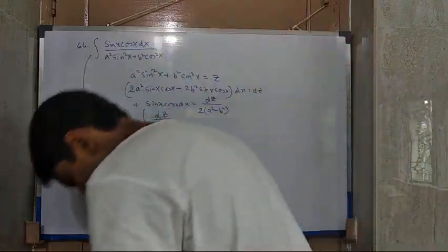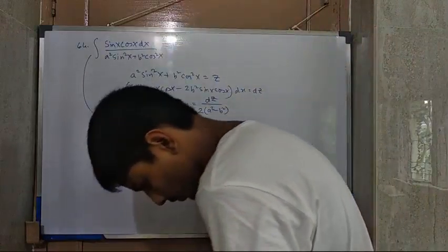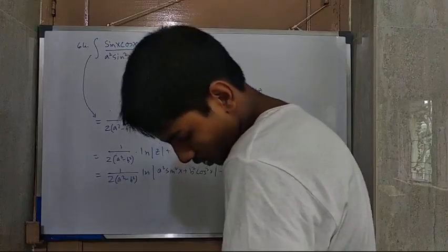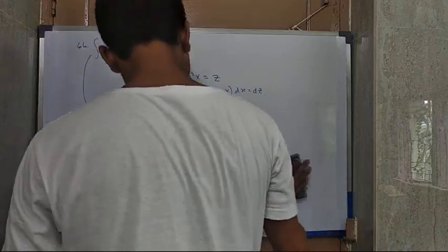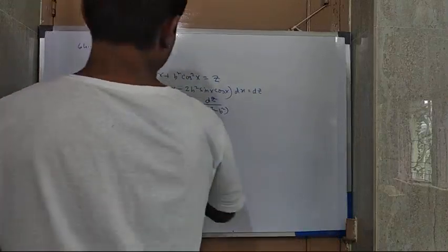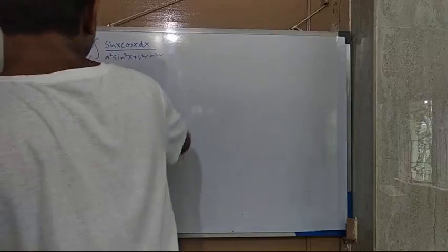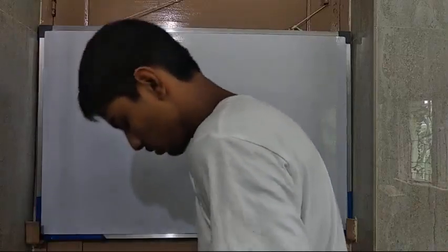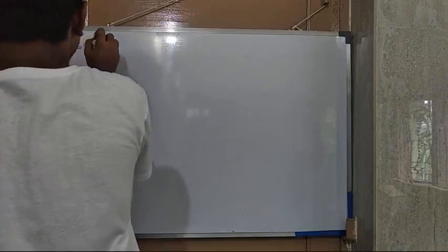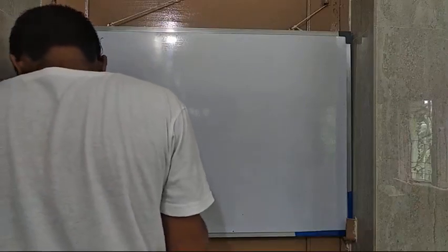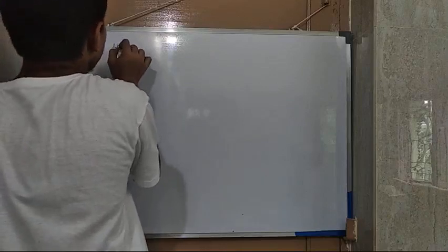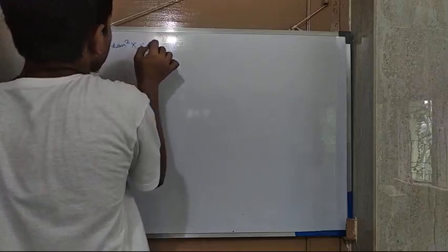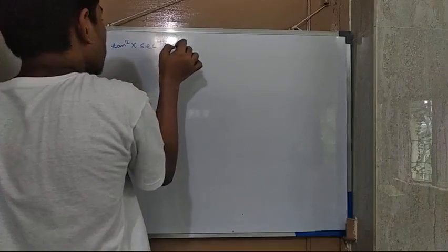Now let's proceed to the 65th question, which is this. So the 65th question is integral tan square x sec square x sec to the power 4x dx.